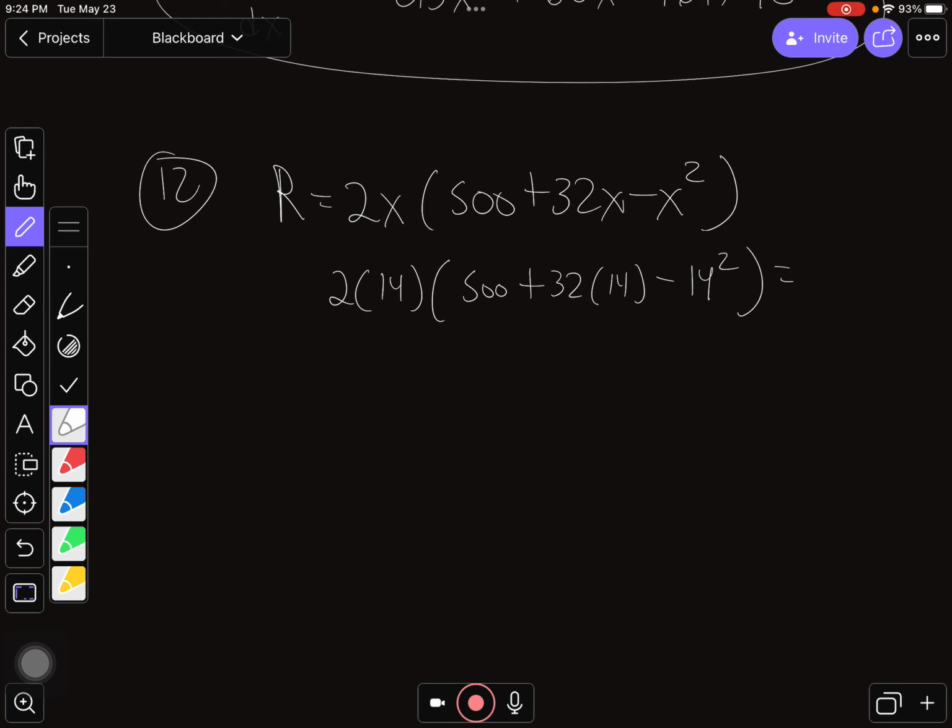You just put that in your calculator. I'm going to put it in my calculator real quick. And I'm going to see what that revenue is from renting 14 apartments. That won't be my answer, but it's going to be a step in getting the answer. So it's going to be 2 times 14 times 500 plus 32 times 14 minus 14 squared.